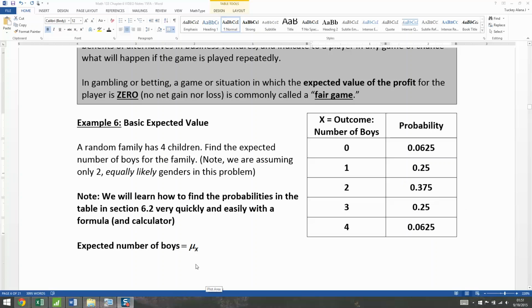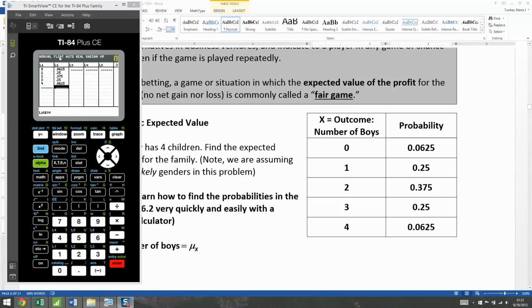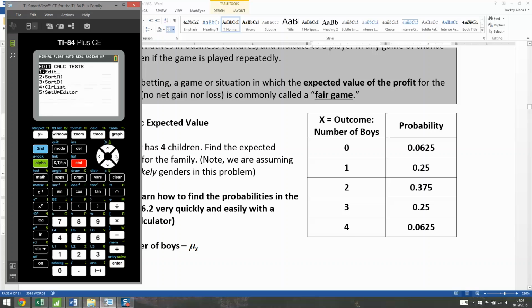I think it's pretty obvious what it is, but let me grab the calculator and find it anyway. So stat, edit, I'm going to go up and clear out these old values and type in these new values. So I'm going to type 0, enter, 1, enter, and so on. I'll be right back. There, they're all in there. Then I'm going to go to stat, calculate, one variable, L1 and L2, and I'll go down to calculate.